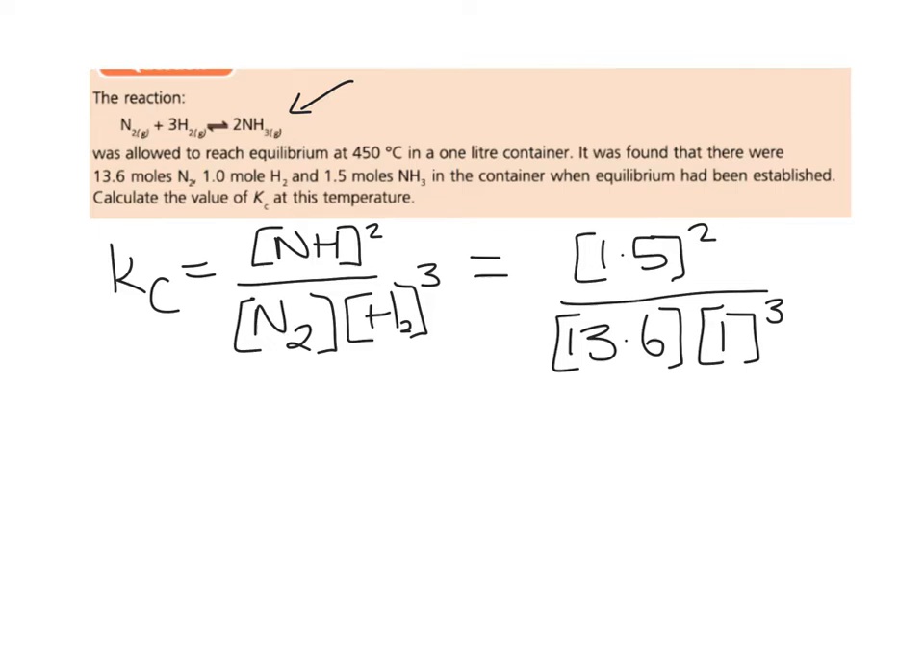And popping that into my calculator, I get 0.165. Now, an important step to note when you're back up here, if you are not comfortable putting all of that information into the calculator all at once, absolutely do it stepwise. Do your 1.5 squared, write that number down. Then do your 13.6 multiplied by your 1 cubed, and then use your final 2 numbers. You should still get the same answer.